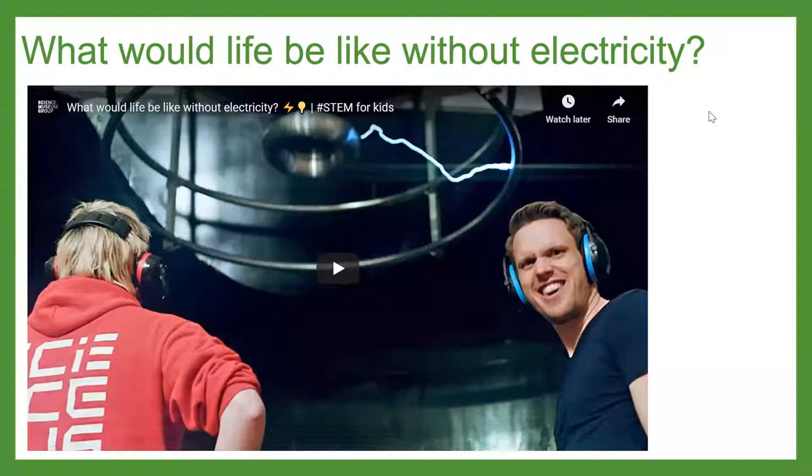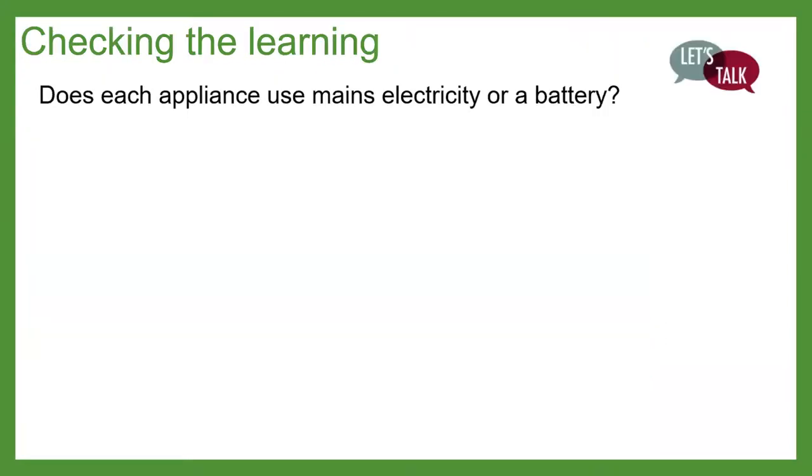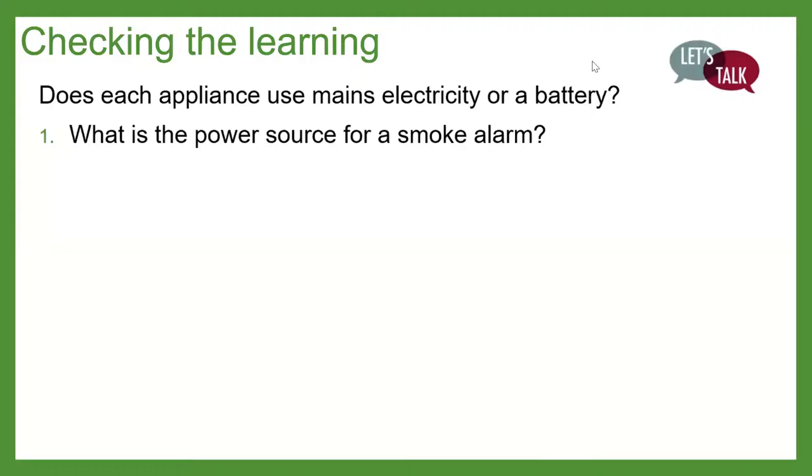Okay, you should have listed down those things by now. We're going to move on. We've got a little learning check for us to do. So I would like you to get your piece of paper and your pen ready. Okay, there are 6 questions. So write down numbers 1 to 6 in your margin and you are going to answer whether the appliance uses electricity or a battery. So number 1, what is the power source for a smoke alarm?